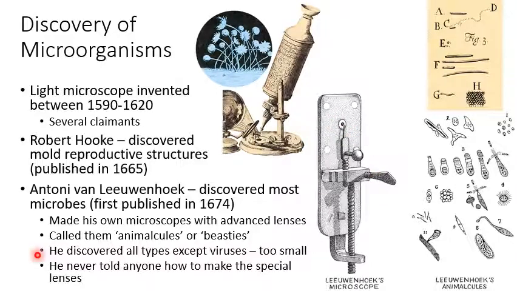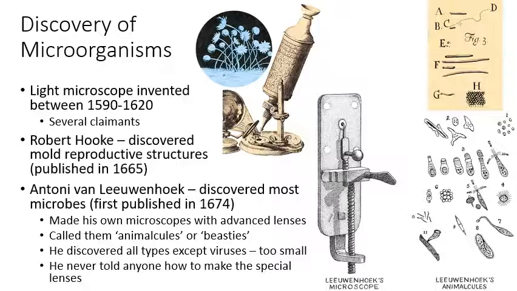He was kind of a jealous guy, jealous of his work. He wouldn't tell anyone how to make his special lenses. He wouldn't even let someone look through his microscope. If you wanted to see what he was seeing, you just had to look at his drawing. When he died, he hadn't told anybody how to make the lenses. And so the whole field of microbiology was set back for about 100 years until someone else was able to make lenses that were the same quality as what he had been able to make.